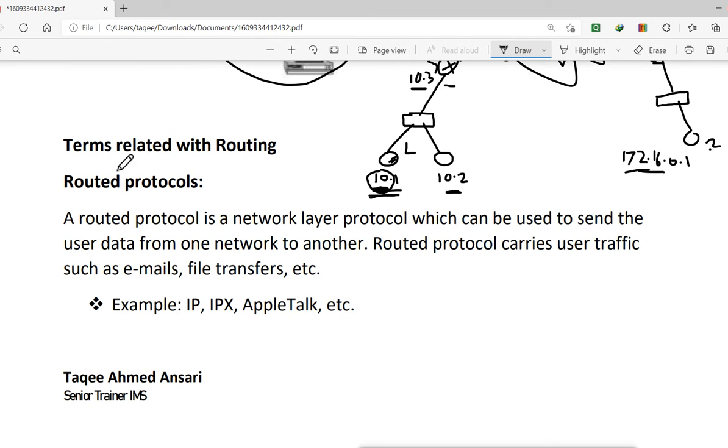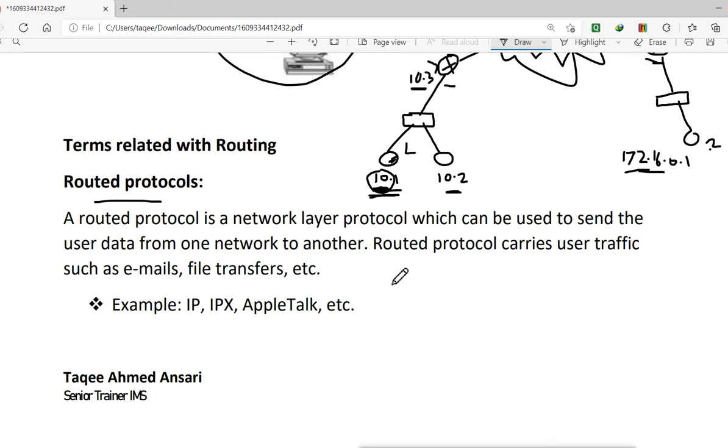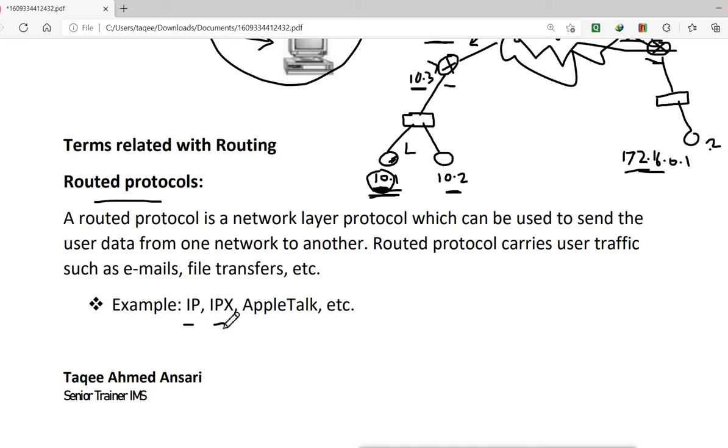Now, terms related to routing. The first term is routed protocols. A routed protocol is a network layer protocol which can be used to send user data from one network to another, and a routed protocol carries user traffic such as email, file transfer, and so on. These are the routed protocols: IP, IPX, AppleTalk.